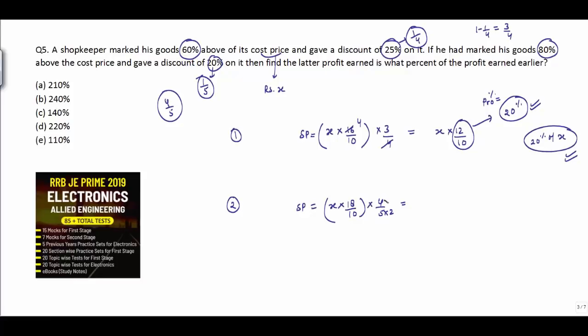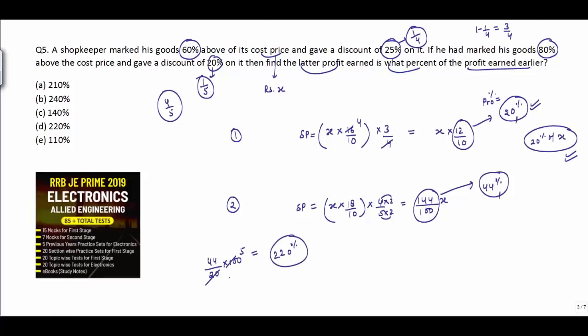This can be written like this. 8 by 10. 18 into 8 is 144 upon 100x. This shows what? This shows a profit of 44%. So earlier the profit was 20%. Now the profit is 44%. We need to find later profit earned is what percent of profit earned earlier. So 44 is what percent of 20? This is what we need to find out. So simply this one is what? 5 4 20, 2 5 4 20, 22. 220% is the correct choice. Hence option D is the correct option.